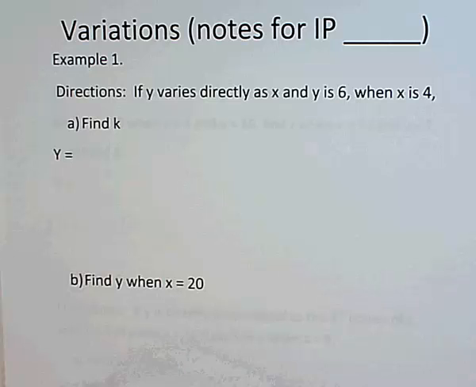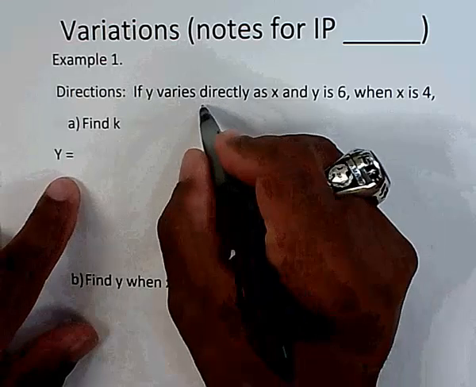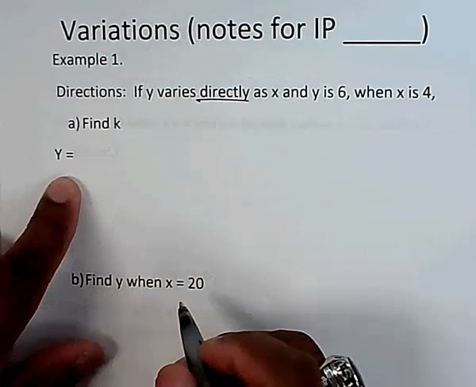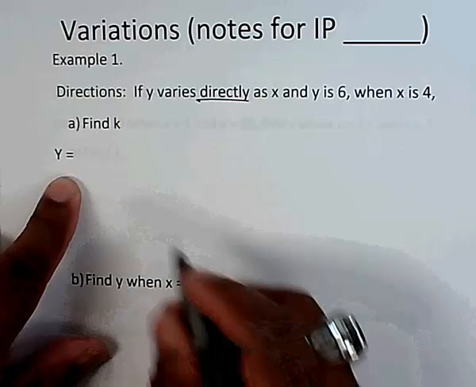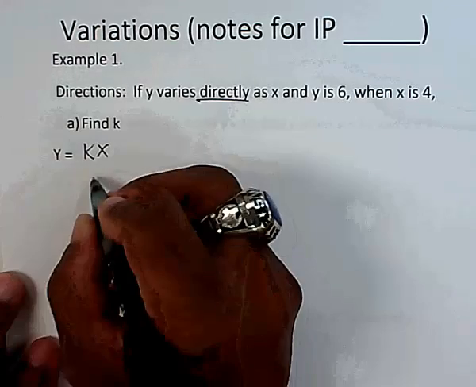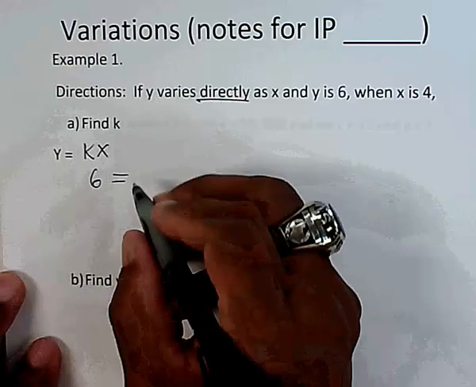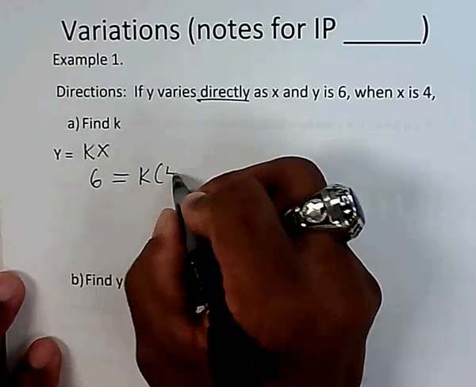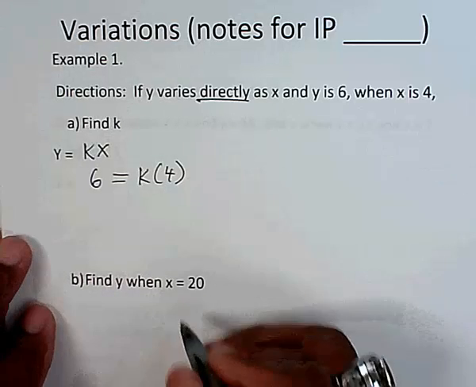Now it's time for our examples. This will be the first example. We'll have 4 total. Our directions here are: if y varies directly as x and the y value is 6 when x is 4, we need to find the value of k. Reminder for direct variation, so we're varying directly, then our equation is y equals k times x. Therefore, I know the y value is 6. I do not know the value of k, but I do know the value of x is 4. So I'm going to solve for the k value.